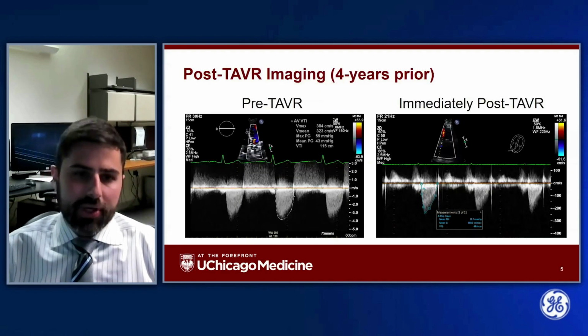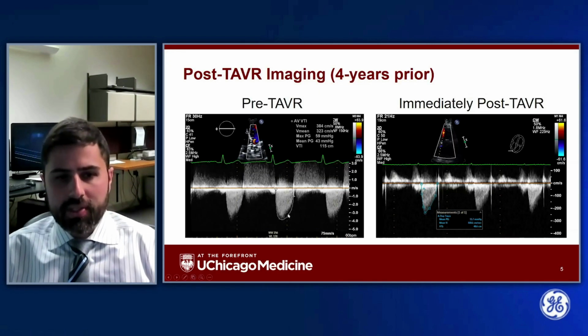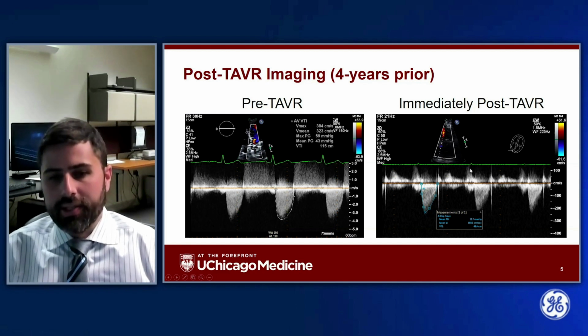And we can see pre-TAVR, she had gradients consistent with severe aortic stenosis with a mean gradient of 43 that subsequently decreased to 12 millimeters of mercury following her TAVR implantation, which is an acceptable result with the Sapien heart valve.